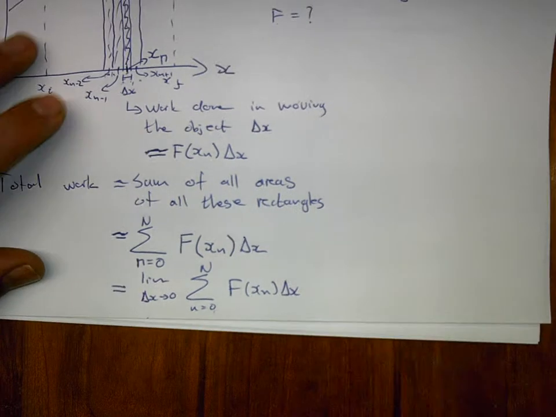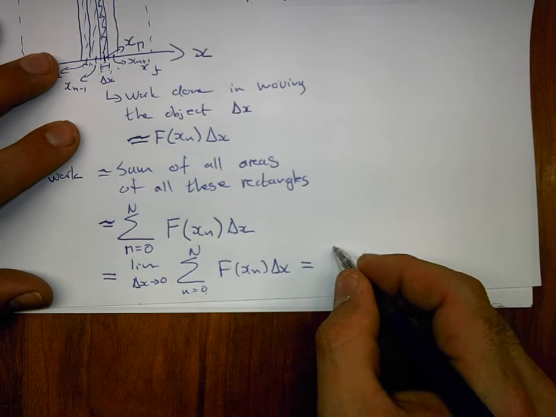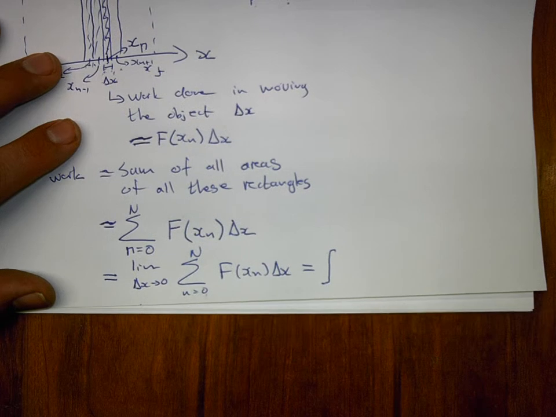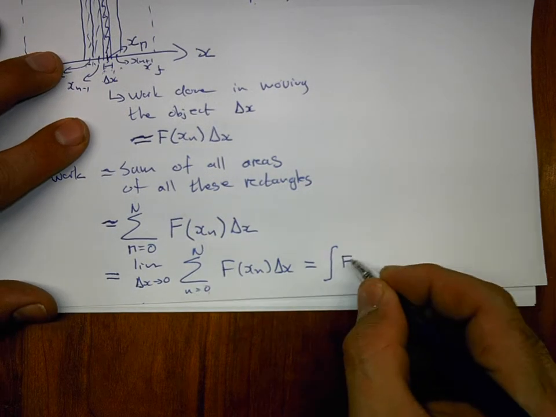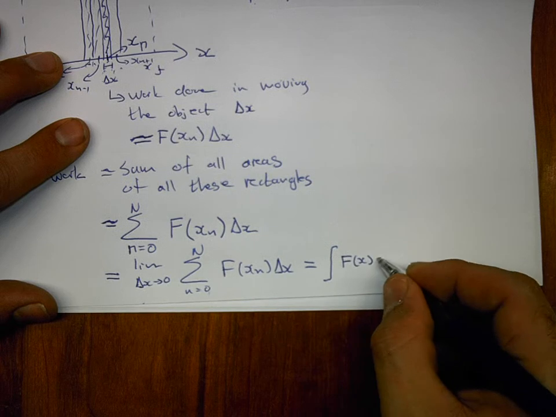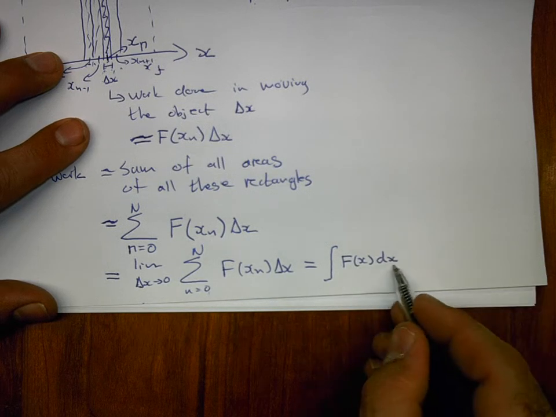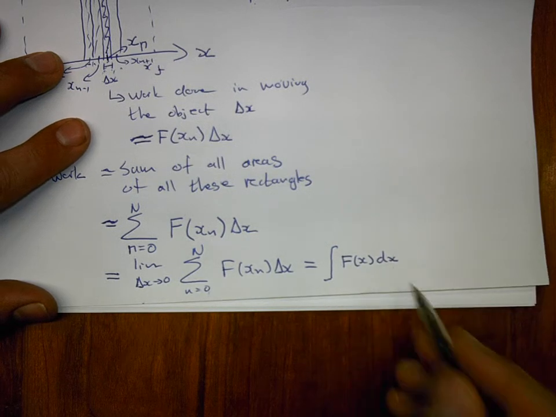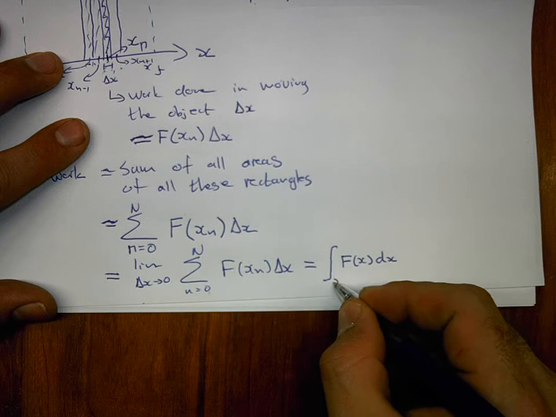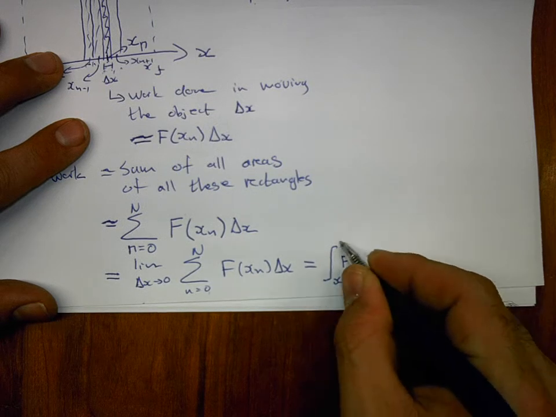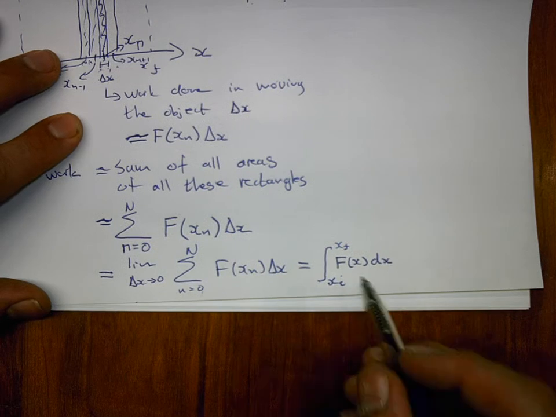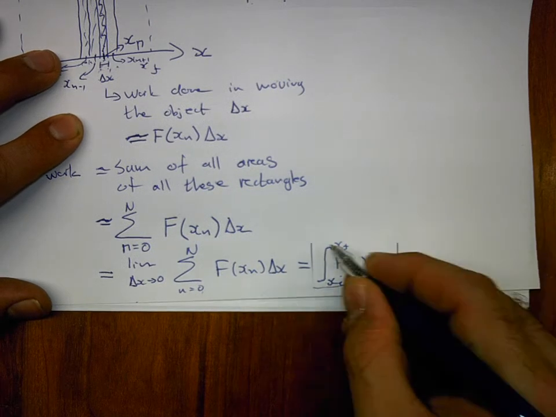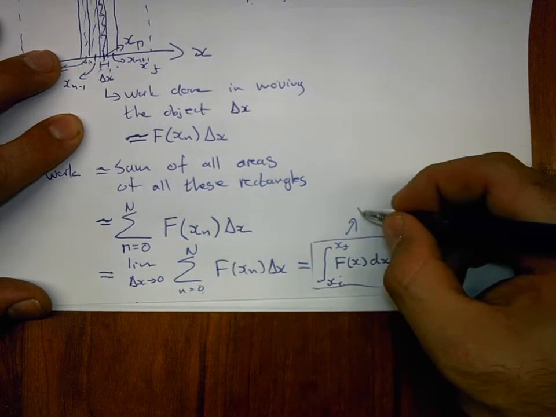And the fancy way to write all of this is by that sign. That's called an integral of the force as a function of x times an infinitesimal little displacement, all the way from some initial position to some final position. So for those of you who've not done this in calculus yet, this is called an integral.